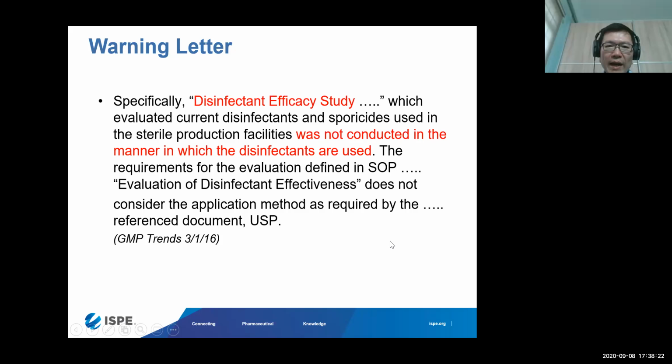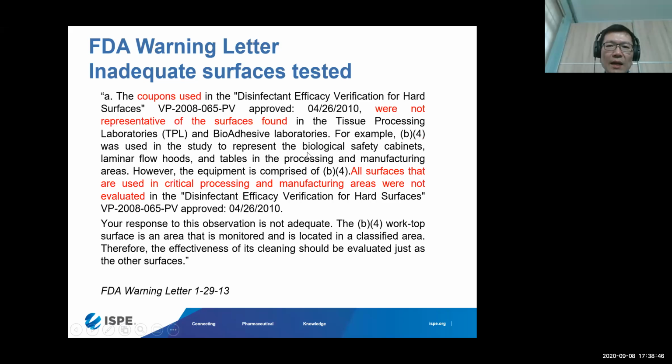Next we look at some of the warning letters. In this case, disinfectant efficacy studies were not conducted in the manner in which the disinfectants are used. For example, if your contact time in the studies is 10 minutes and when you apply the disinfectant, it's only 5 minutes contact time, that is an observation. In this case also, the surfaces in the clean room, especially close to the critical areas, were not included in the coupon studies. That is an observation as well.